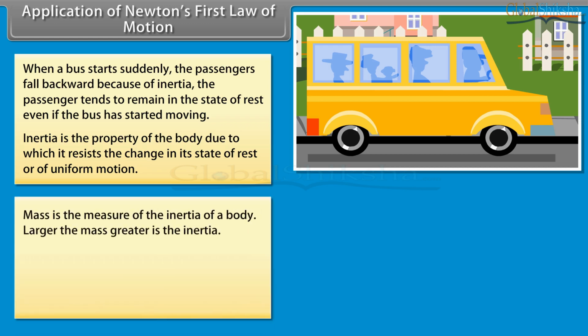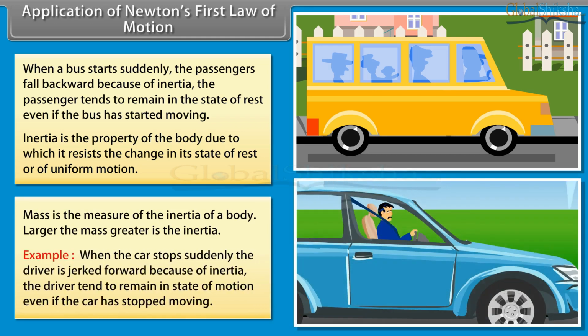Mass is the measure of the inertia of a body. The larger the mass, the greater the inertia. Example: when the car stops suddenly, the driver is jerked forward because of inertia. The driver tends to remain in the state of motion even if the car has stopped moving.